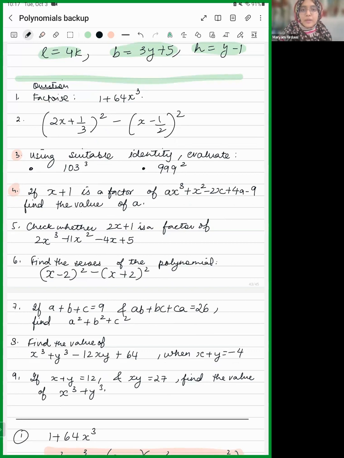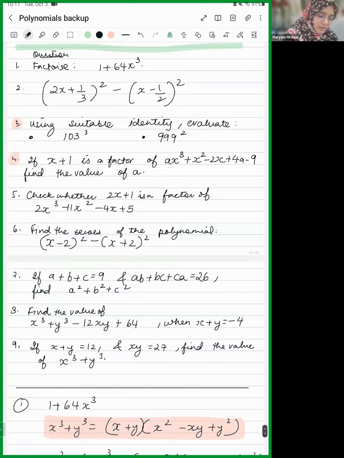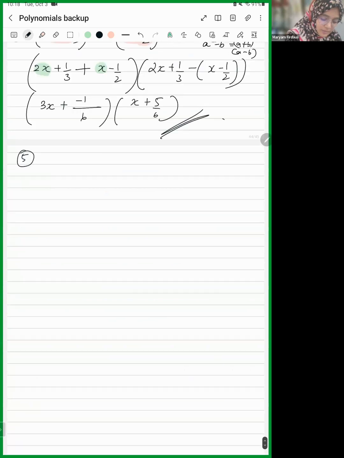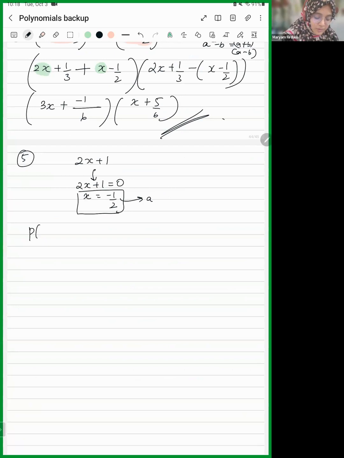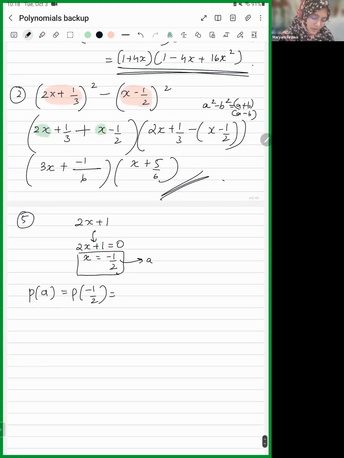Yes, ma'am. So from here, you can see that the question says, check whether 2x plus 1 is a factor of this. So from here, this becomes what? 2x plus 1 equal, we have to equate it to 0. That means x equals minus 1 by 2, right? So this is actually your A. You can write it as x, but this is actually your A, which you're going to put. So P of A, which is P of minus 1 by 2, is going to be, what was the thing?